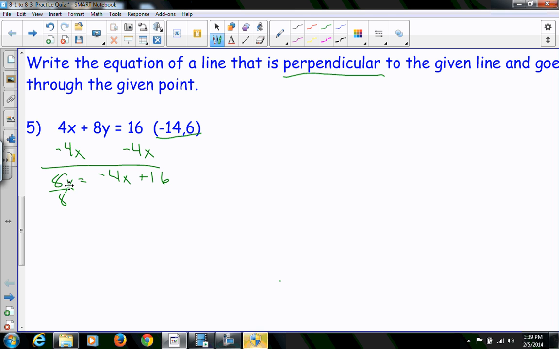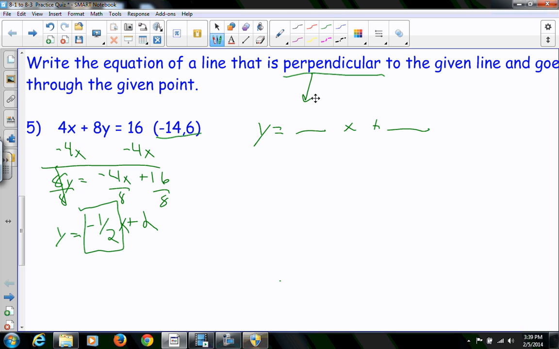Now I'm going to divide both sides by 8, continuing to solve for y. The 8's are gone. Y is equal to, again, -1/2 x, because 4 over 8 reduces to 1/2, and I have the negative there, plus 2. At this point, all I care about is the slope from that one. And I know my new line has to look like y equals blank x plus blank. And the new slope has to be perpendicular. So from -1/2, my opposite reciprocal is +2.